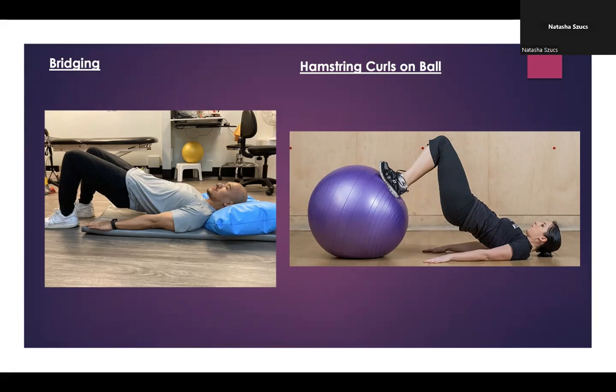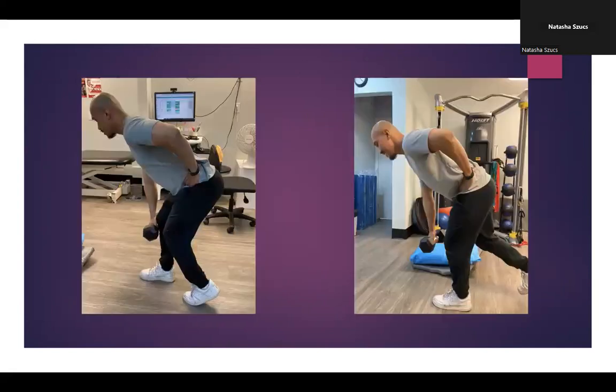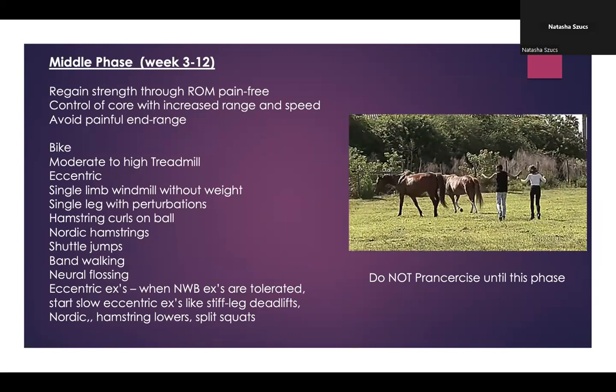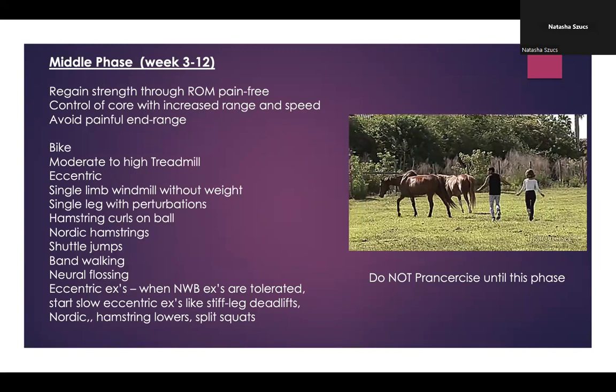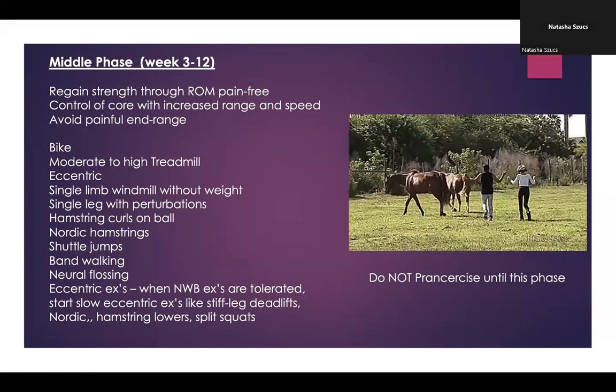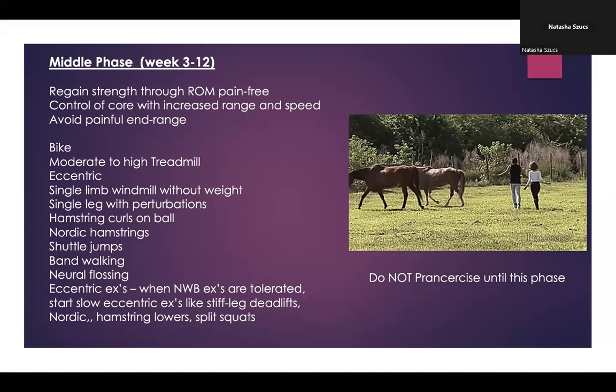The hamstrings is a progression. You don't have to fully lengthen it, but focus on the eccentric. And here's some windmill type exercises. And you'd start off without weight and eventually move to some weight. And then the middle phase, you can get into more eccentric exercises and start adding more weight.